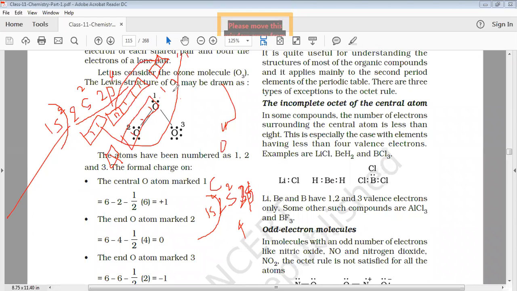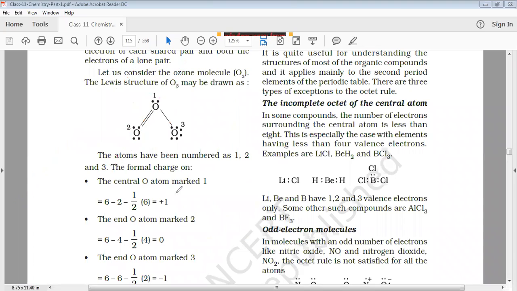So now we got to know how we can write the 6 in our valency. This is not only for oxygen 1, this is for all the oxygens, like 1, 2, 3. Now we got to know how we came to 6, but now we need to know how many lone pairs of electrons are in each of these oxygens.